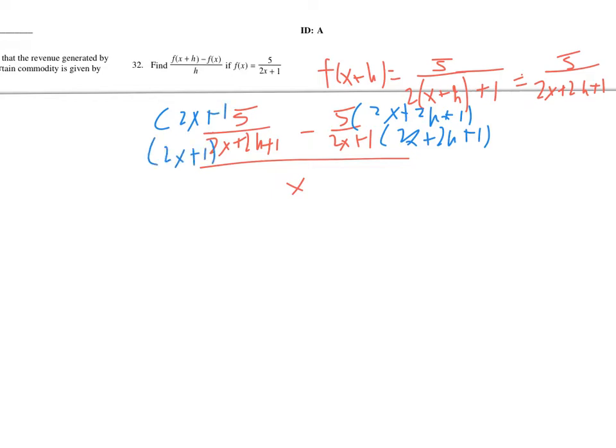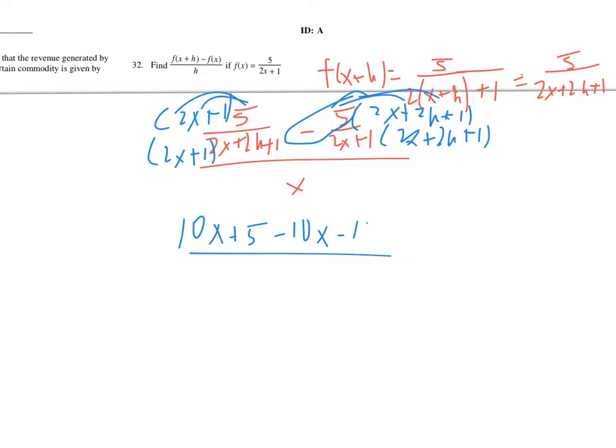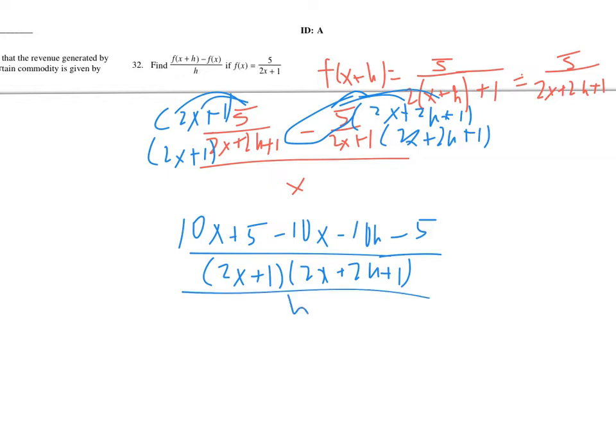All right, we're going to go ahead and distribute this as a negative 5. And I need to distribute this as a positive 5, so it's going to give me 10x plus 5, and then negative 10x minus 10h minus 5. And then that's going to be all over our common denominator of 2x plus 1, 2x plus 2h plus 1, which I'm just going to leave in parentheses, and then that's all over h. Oh, I had it wrong there. It should be over h.